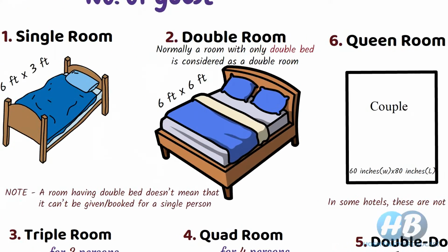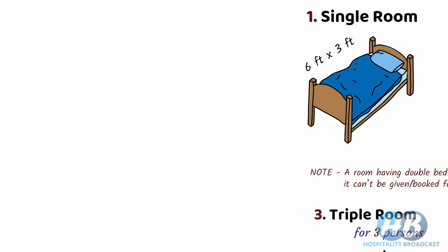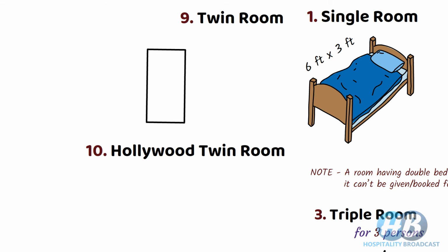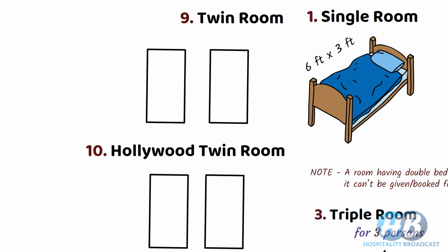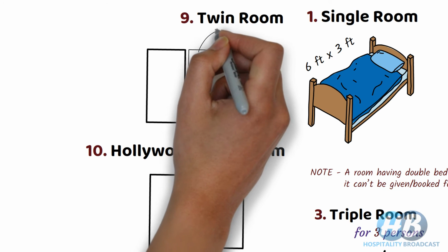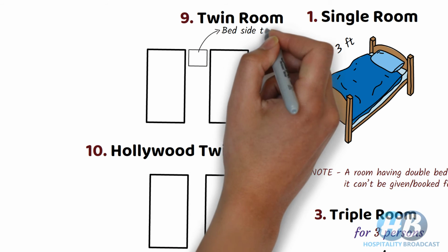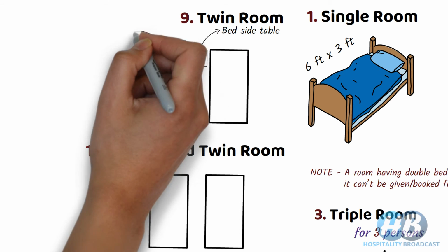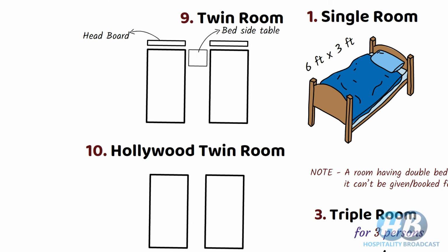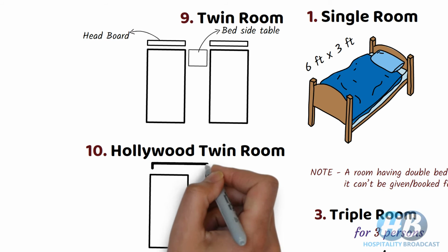Based on the single beds, we also have another 2 types, twin bedded room and Hollywood twin room. In both we have 2 identical twin beds. In the twin bedded room, both single beds are separated by a small bedside table. Also, if a headboard is provided, both would have a separate headboard. In the case of Hollywood twin room, there is no bedside table in between. There is a smaller gap and both beds have a common headboard.